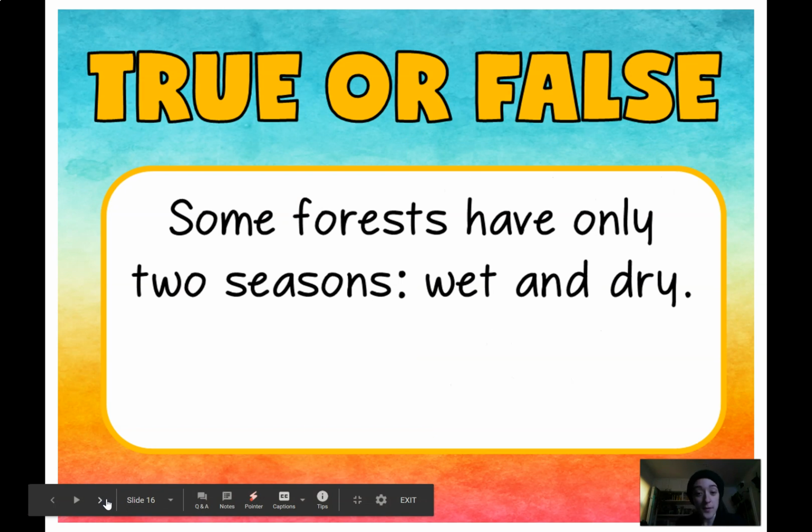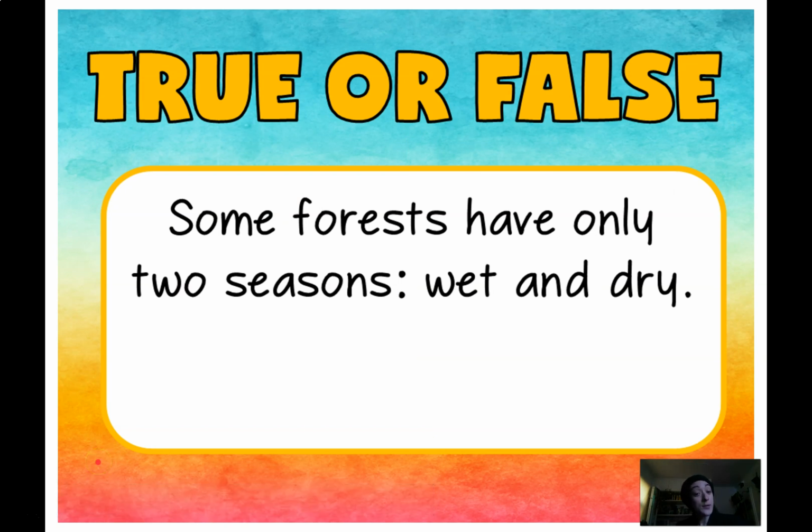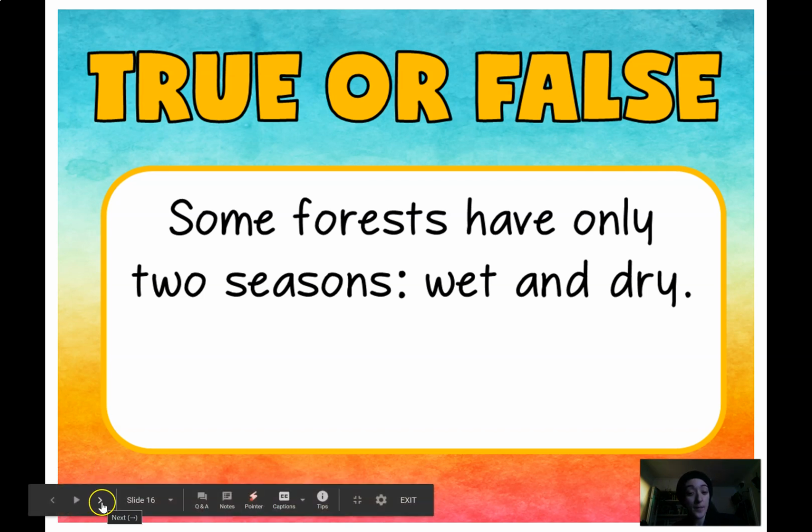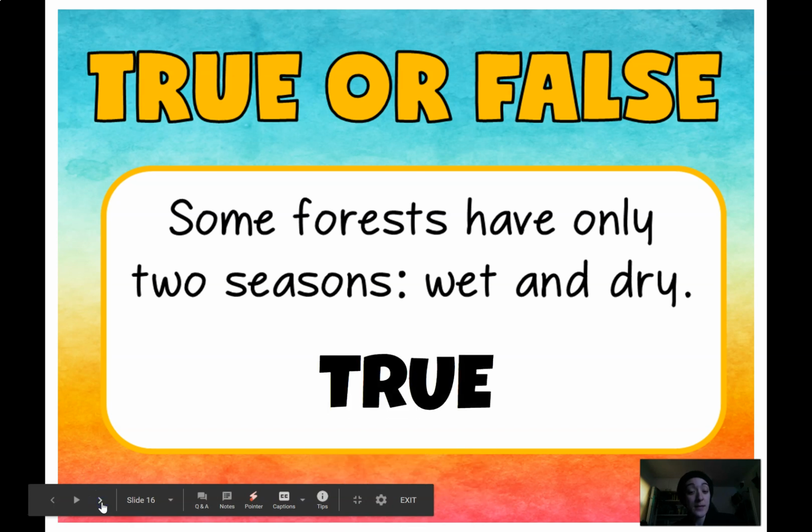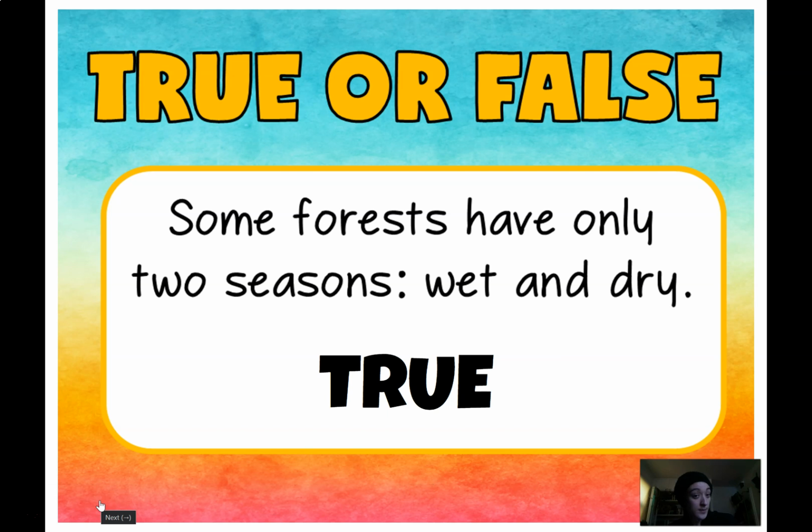So true or false, some forests have only 2 seasons, wet and dry. What do you think? Ta-da! That's true. Tropical rainforests have a rainy season and they have a dry season. So some forests go through all 4 seasons and some forests have only 2.